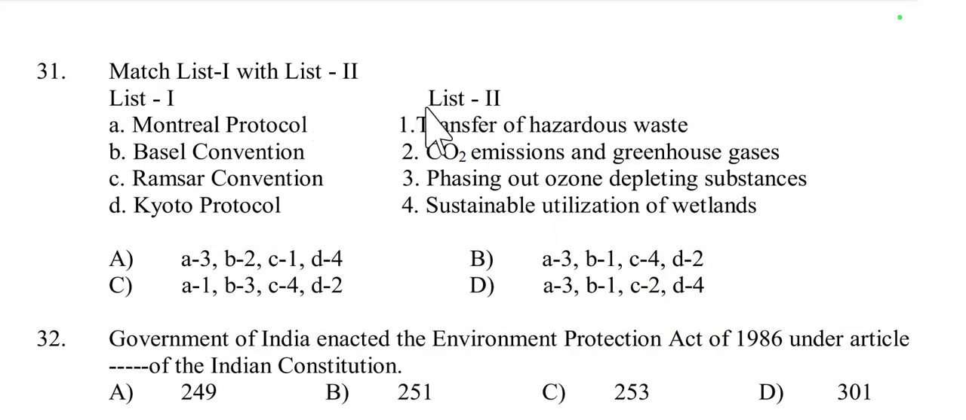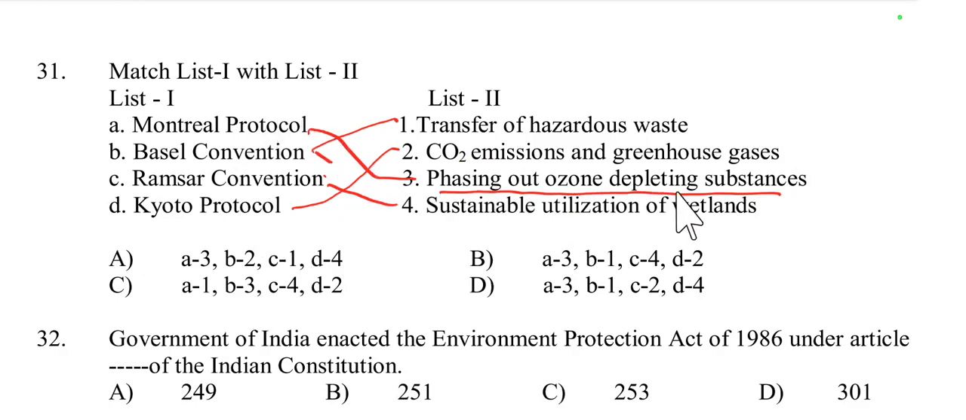Then question number 31, list 1, list 2: Montreal protocol, Basel convention, Ramsar convention, then Kyoto protocol. The first one is Montreal protocol, it is for ozone layer depletion, phasing out ozone depleting substances. Basel convention is related with transfer of hazardous waste. Ramsar convention is related with sustainable utilization of wetlands. Kyoto protocol is related with CO2 emission and greenhouse gases.